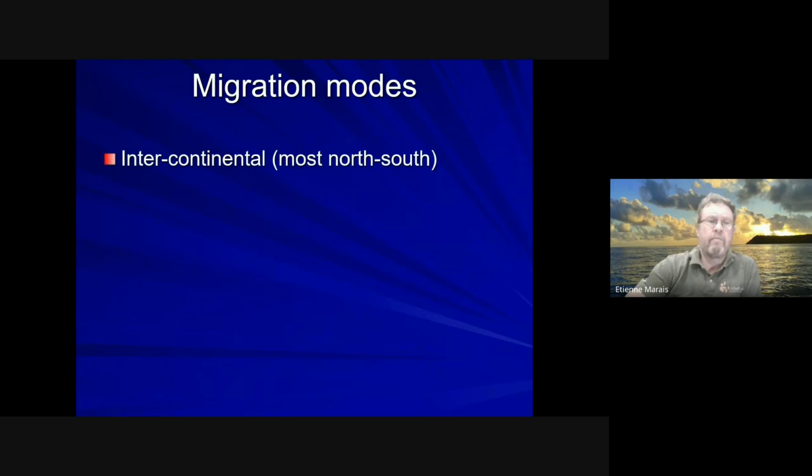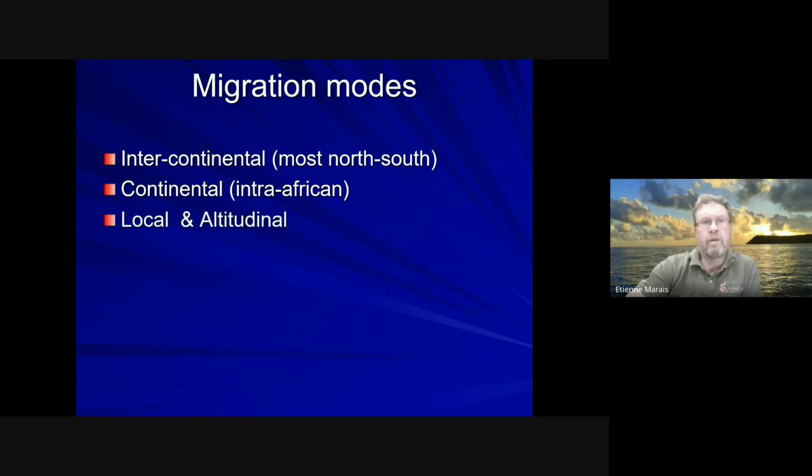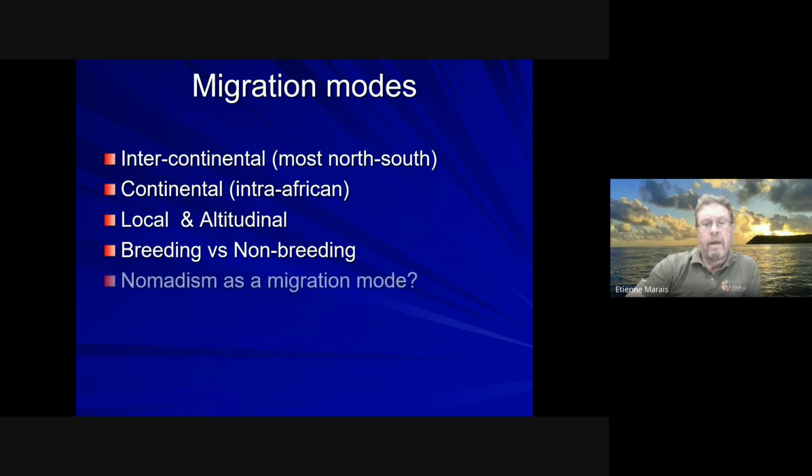So what do we have in terms of main migration modes? Intercontinental, mostly north-south. Continental, within the continent, intra-African, where birds are moving from the tropics to more temperate regions, like the red-chested cuckoo, for example, which breeds in southern Africa but overwinters, or has a different season, in a more tropical area where there's better availability of food in our winter. And then we have local and altitudinal migrations, and we'll come back to some of these. And then breeding versus non-breeding migrants. So in Southern Africa we have the intra-African breeding migrants, and we have the Palearctic non-breeding migrants. And then the whole fascinating issue for me is the question of nomadism.